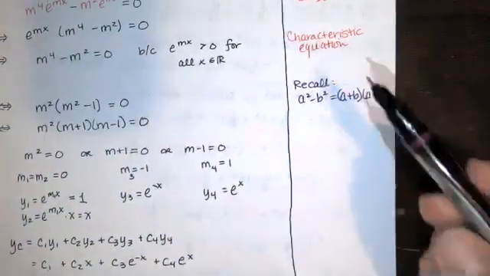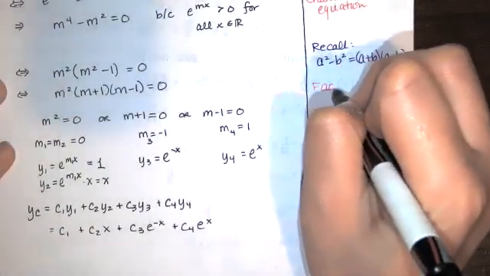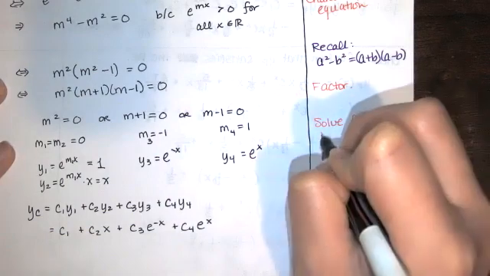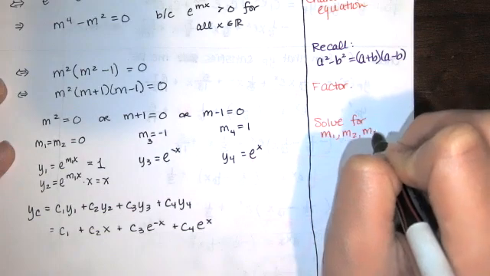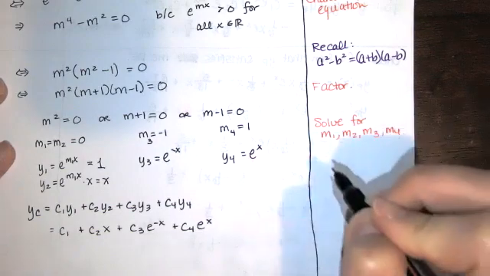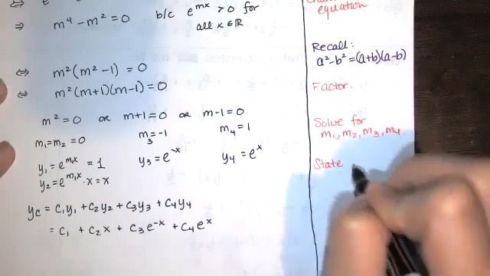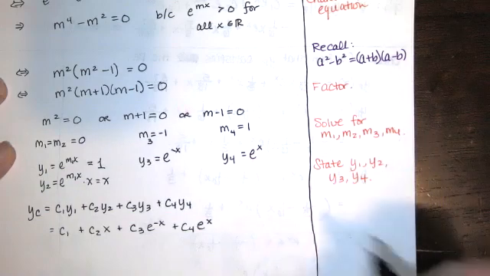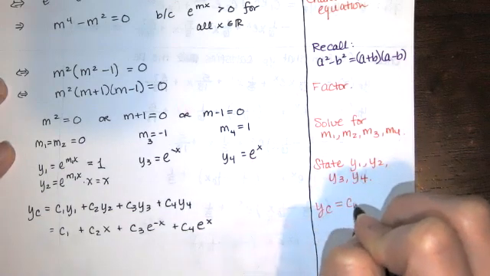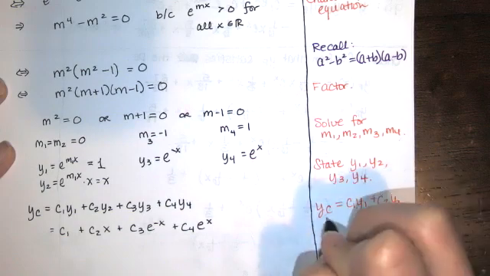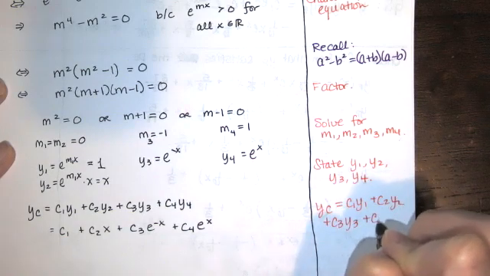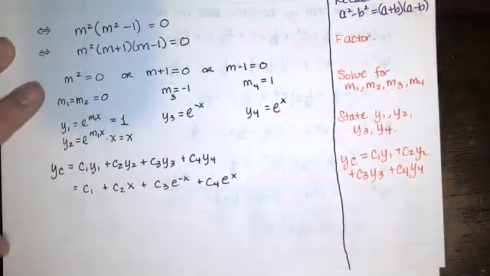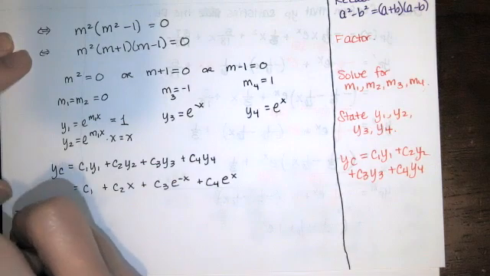So we found our characteristic equation. We factored it. We solved for m1, m2, m3, and m4. And then we state those four solutions, y sub 1, y sub 2, y sub 3, and y sub 4. And then we have y sub c here. That's c1y1 plus c2y2 plus c3y3 plus c4y4. Okay, we're done with that part. Now let's go back to the original differential equation.